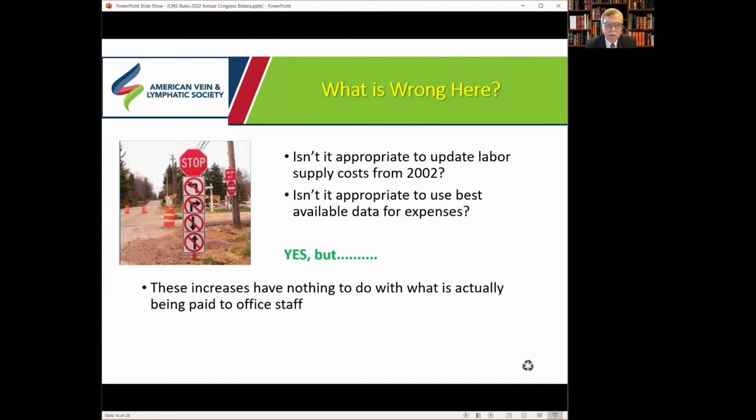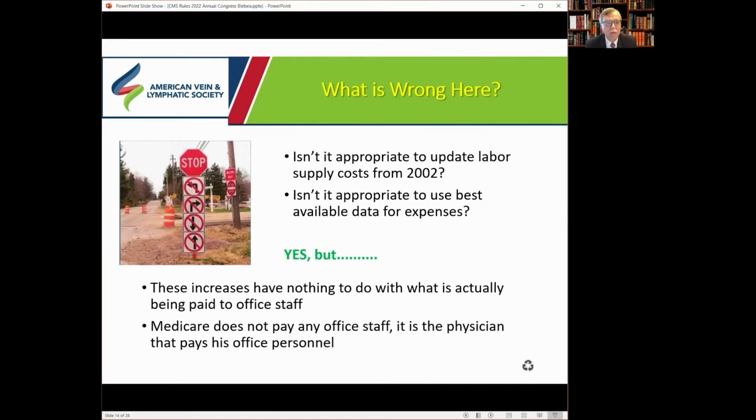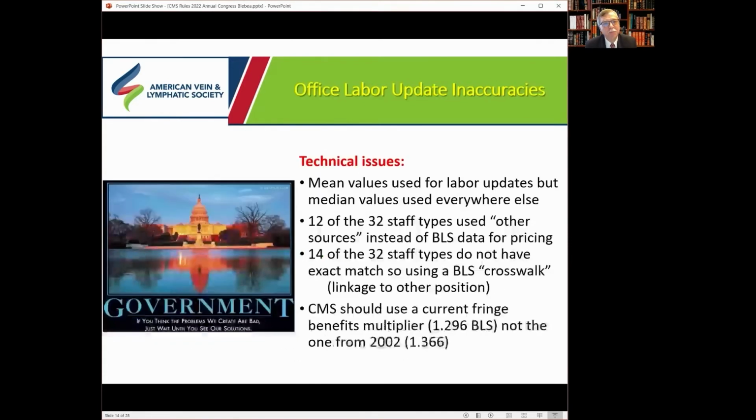But these increases in these assigned values had nothing to do with what's actually being paid to your office staff. Medicare doesn't give you a separate check to pay for office staff. It's the physician that pays his office personnel. And no office staff is being paid at 2002 levels, otherwise you'd have no one working for you.